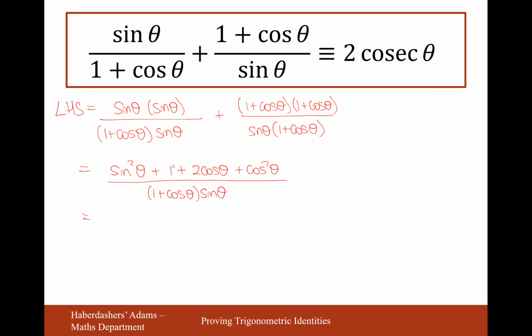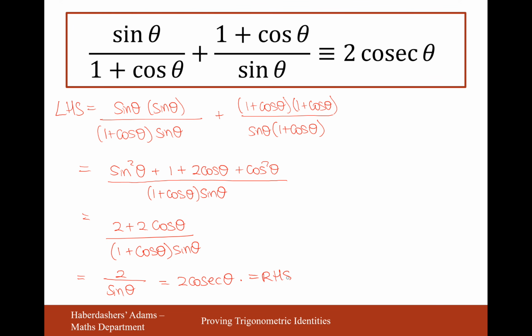So let's see what we can do on the top then. So it would be 2 plus 2 cos theta over, yeah, you can see what's happening here now, 1 plus cos theta times sine theta. So factor out the 2 on the top and cancel out 1 plus cos theta, and you end up with 2 over sine theta, which is equal to 2 cosec theta, which is equal to the right hand side. Lovely. So there we are.